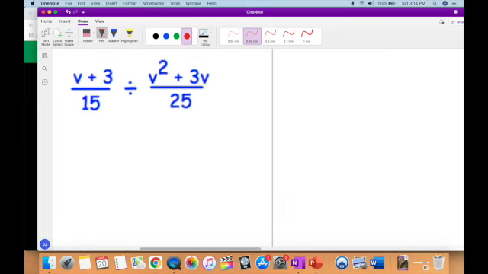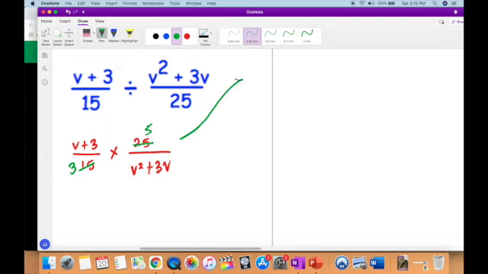Right? We have a division here. And what do we know about dividing fractions? Well, you invert and multiply. So that is the one thing I do know. So let's go with v plus 3 over 15, and I'm going to multiply that by the inverse. So I have the 25 here all over v squared plus 3v. Well, I could see things could cancel with that 15 and that 25. So how could we cancel that 15 and that 25? Well, 5 times 3 is 15, and 5 times 5 is 25, right?